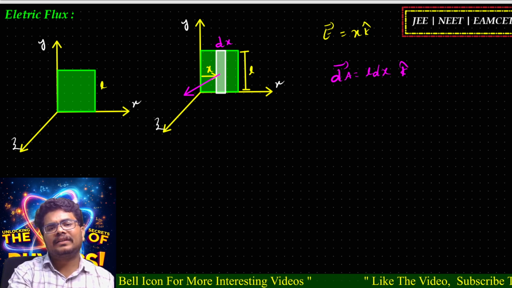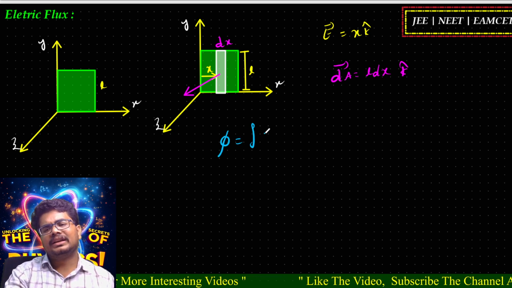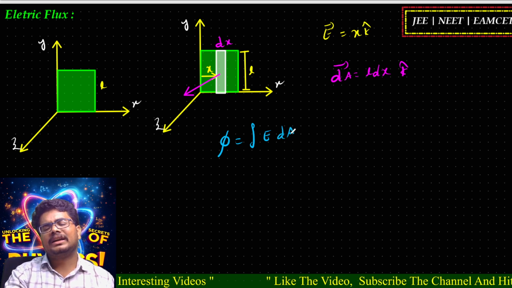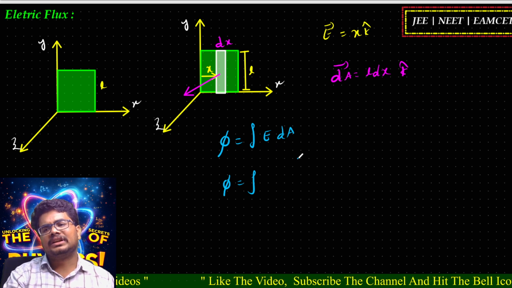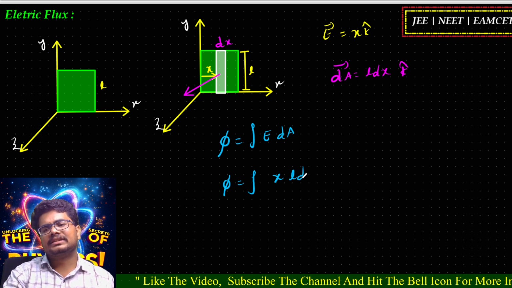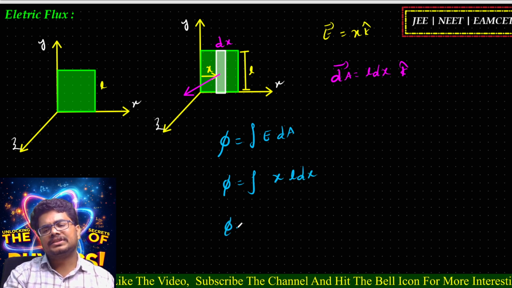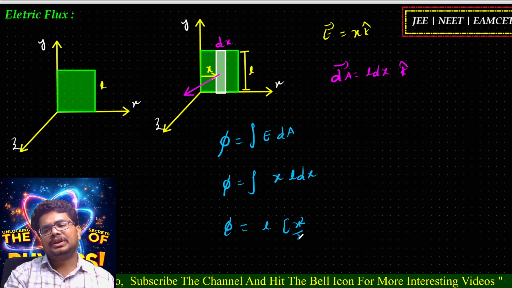How to calculate electric flux, I just told you. Flux equals integral of E dA. So flux equals integral of E, whose value is x, into dA, whose value is L dx. If you integrate, L outside, you will get x square by 2.